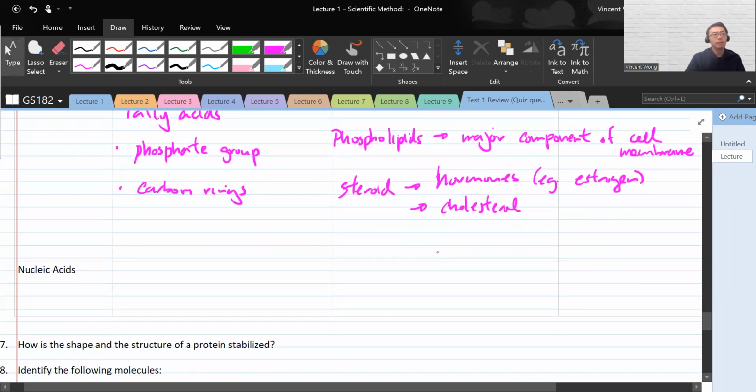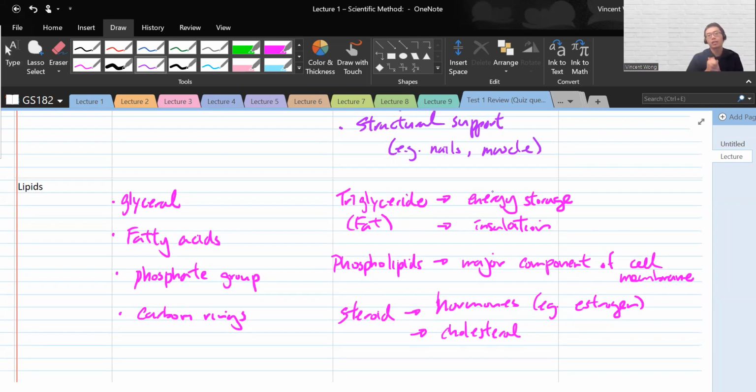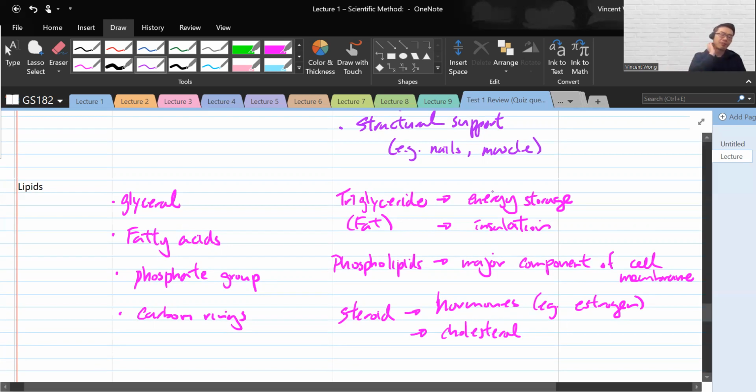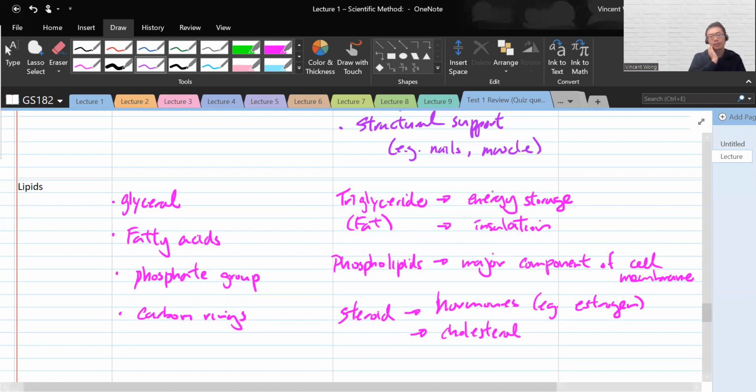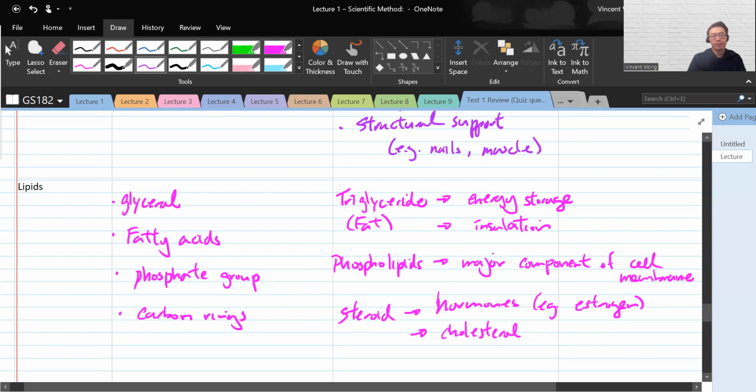Sorry, Vincent, can you please explain the fat insulation again? Yeah, so around major organs like the heart, the liver, the kidneys, they all have a little bit of fat that surrounds them, and it keeps them warm. When it's -40 outside, your internal organs are not going to be cold because the fat helps insulate. Fat is an excellent insulator. Is that okay? Yeah, thank you.